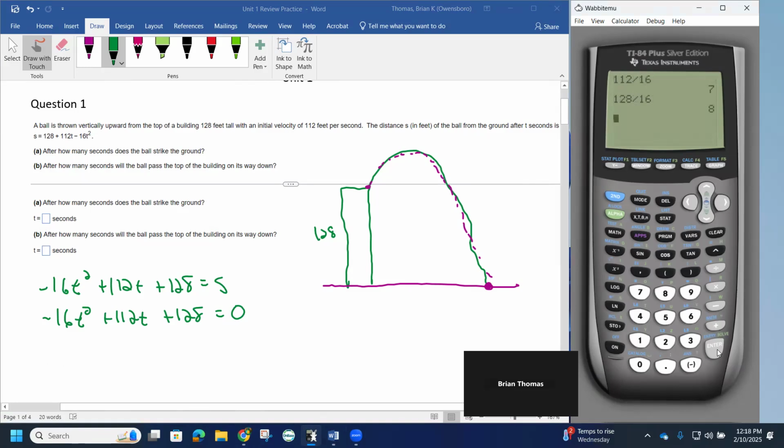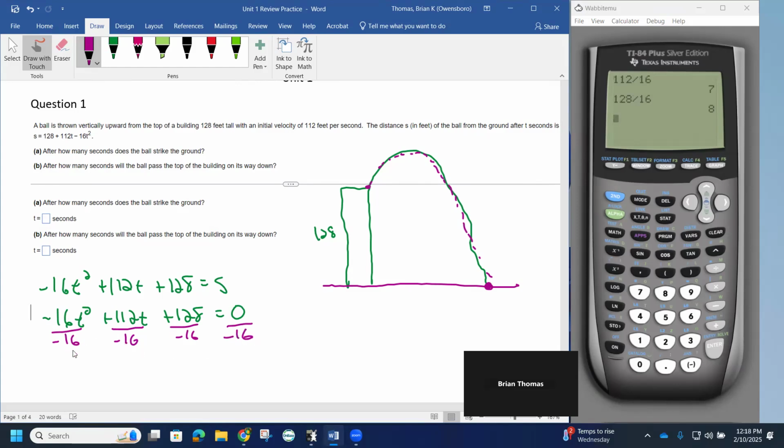So what this tells me I'm allowed to do is I can make this equation a little bit easier to deal with if I just divide everything by negative 16. So you also have to divide the other side by negative 16 as well. So notice how the negative 16s will divide out and give me this t squared. 112 divided by 16 was 7, so 112 divided by negative 16 is going to make that a minus 7t. And 128 divided by negative 16 is going to be then this minus 8, and that's going to equal 0.